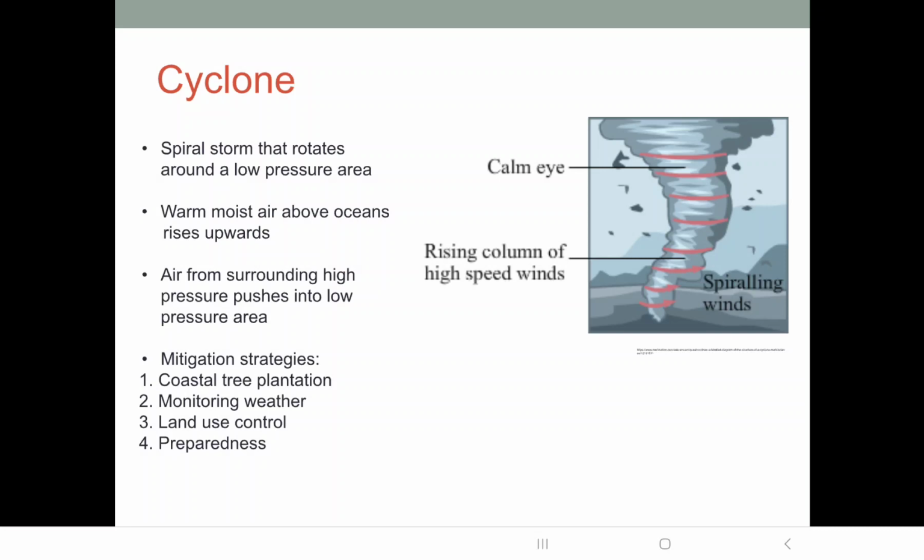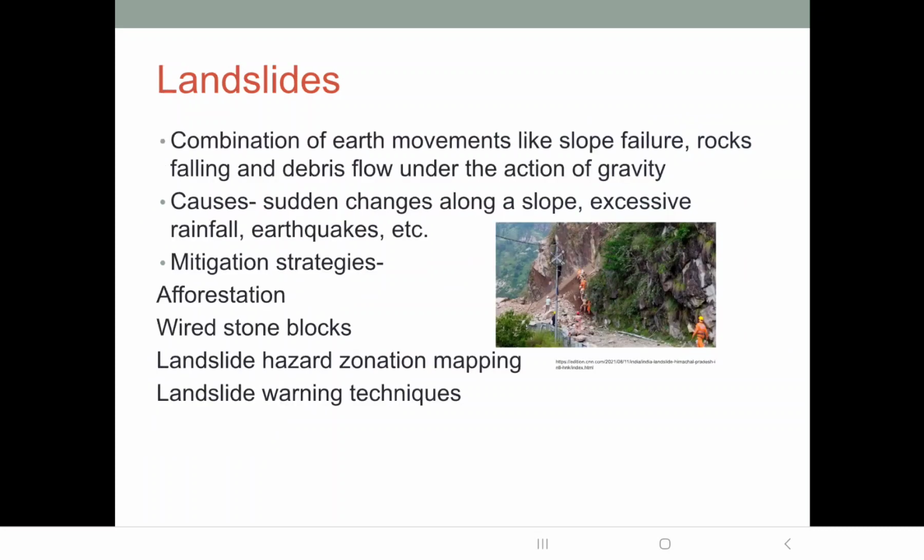then mitigation strategies of a cyclone, and at the last we have discussed landslides, that landslides are common on the mountain slopes, particularly in the northern parts of the country. And then we have discussed what are the causes of landslide, that there are changes along a slope or change in land use, excessive rainfall, earthquakes, all of these are responsible for landslides, and also developmental activities like construction of roads, extraction of minerals, building of tunnels in the mountains.